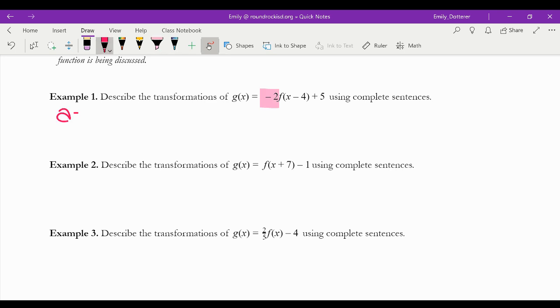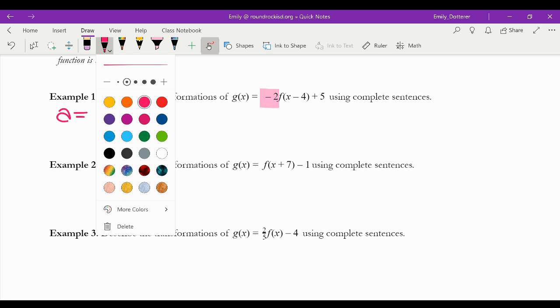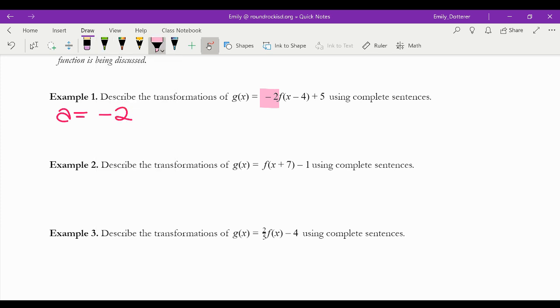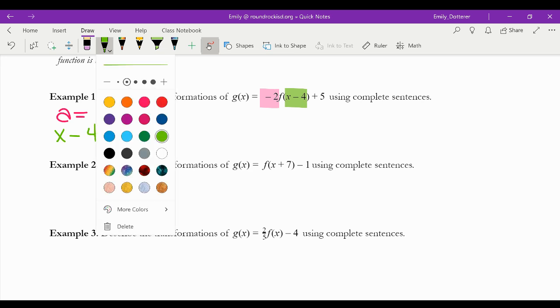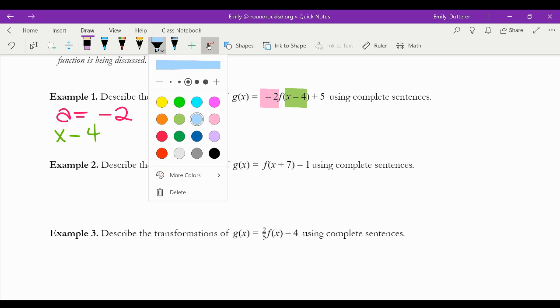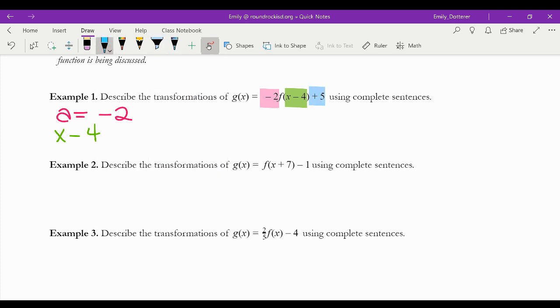So here we have -2 f of x minus 4 plus 5. So you're going to have to use complete sentences on your test. So we're going to do that here as well.